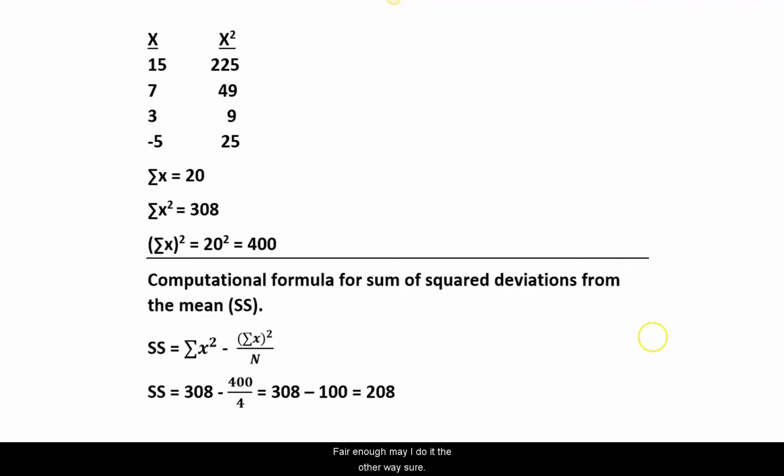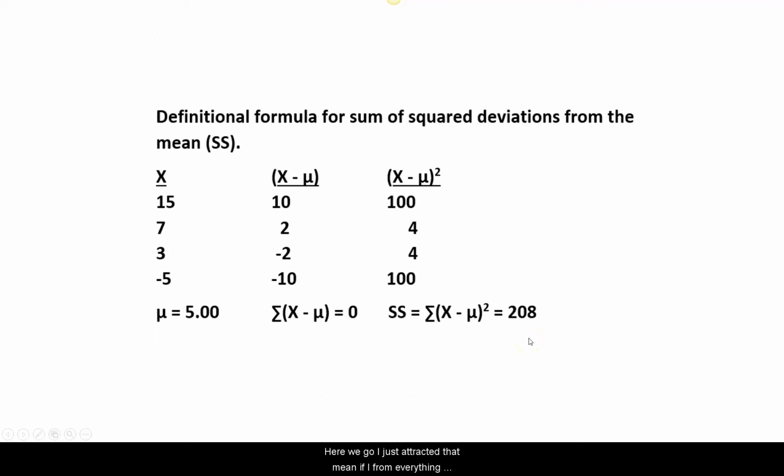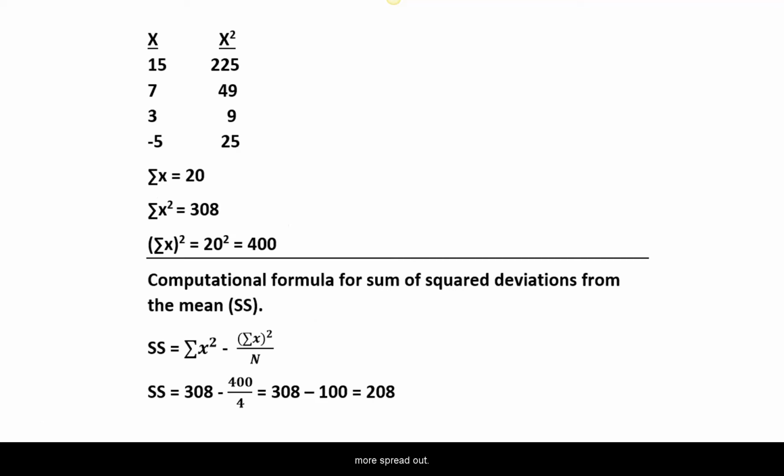Well, fair enough. May I do it the other way? Sure. Here we go. I just subtracted that mean of 5 from everything. And of course, I got 15 minus 5 is 10. 7 minus 5 is 2. The sum of all the deviations is 0. And then I squared all of those deviations. I got a much larger number, again, 208. So because the numbers are more spread out, I got a much larger sum of the squared deviations from the mean, as might be expected. They're a heck of a lot larger, and therefore the sum of squares, the squared deviations from the mean, would be expected to be larger.